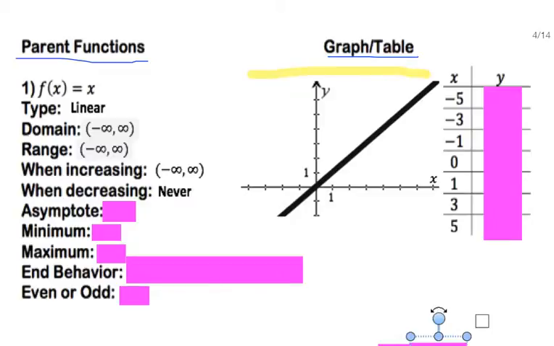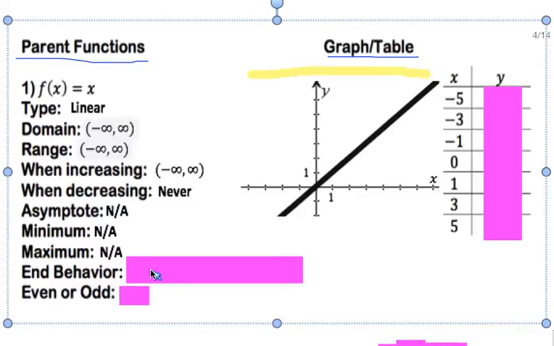This graph is never going to be decreasing, and we do not have any asymptotes. So hopefully you guys matched up all the vocabulary terms, and you know the asymptotes are lines that your graph cannot cross. And with linear equations, we don't have any asymptotes. Okay, we also don't have any minimum or maximum points. And again, with minimum, maximum, if you don't know what that is, look at the vocabulary terms.